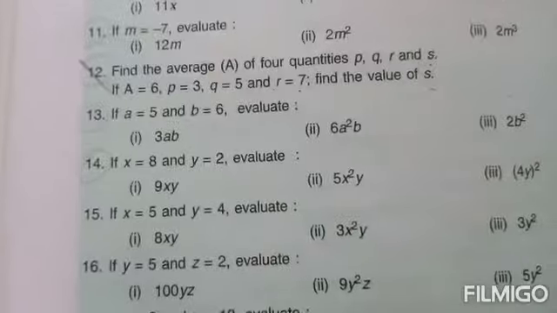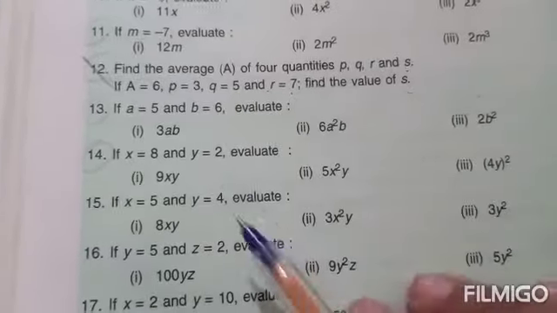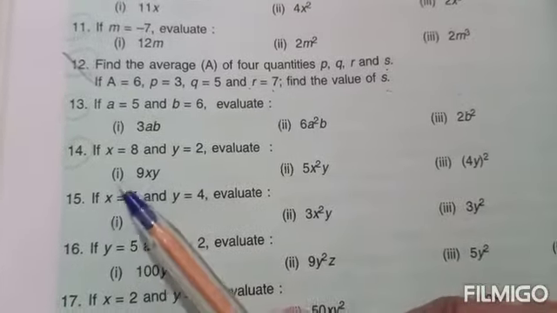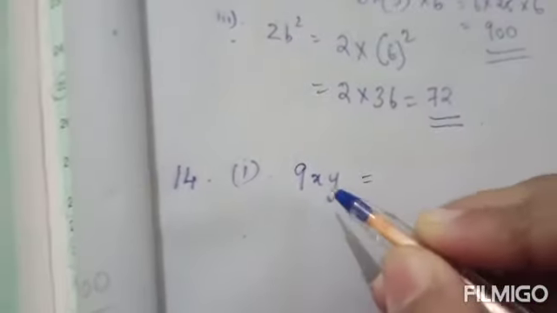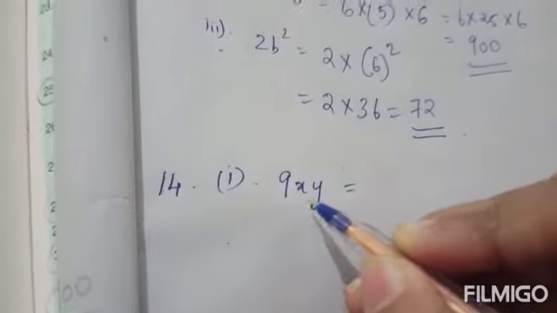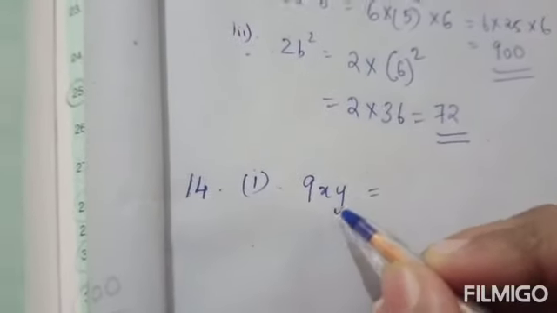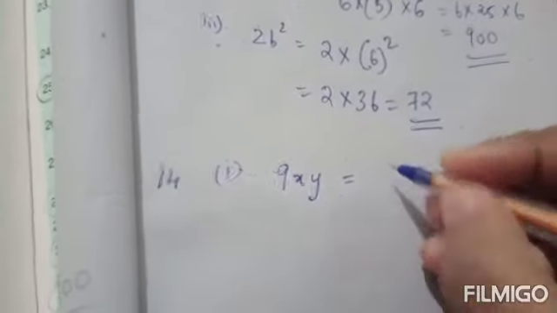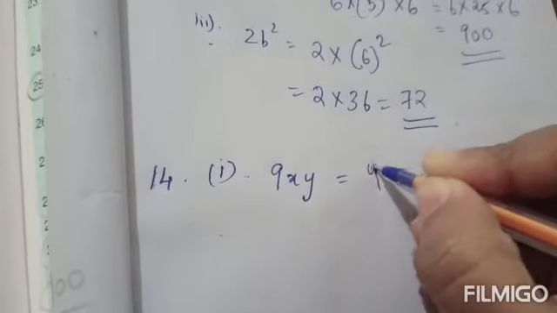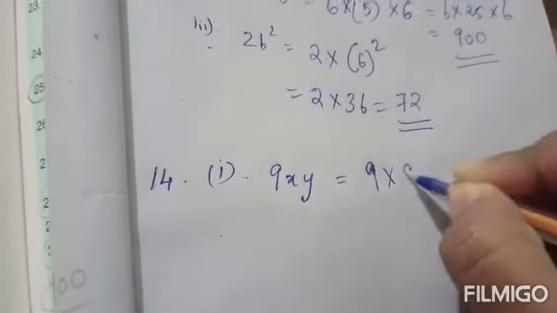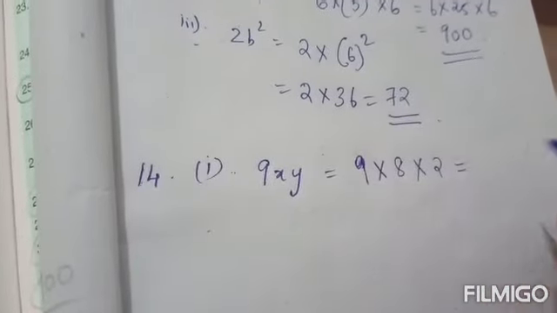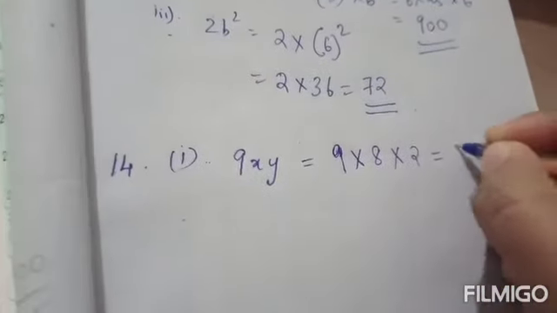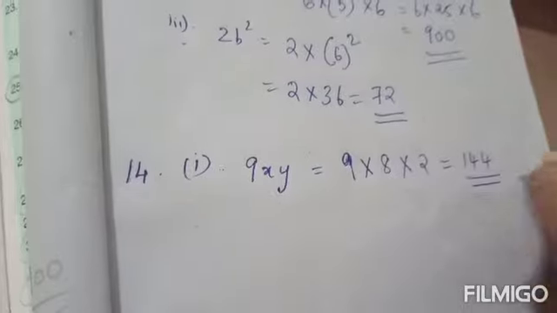14th question. If x equal to 8 and y equal to 2, evaluate. First one 9xy. So 9xy, given the values of x and y. x equal to 8 and y equal to 2. So 9xy equal to 9 into 8 into 2. So 9 into 8 into 2, you will get 144.